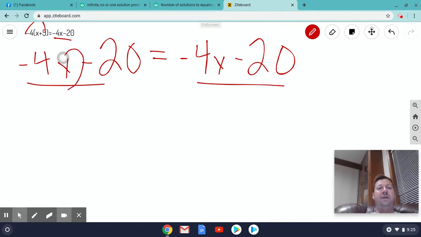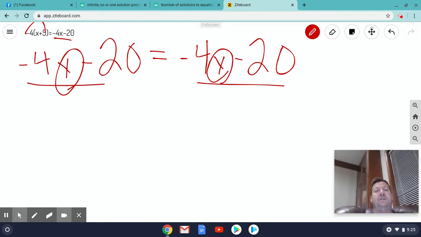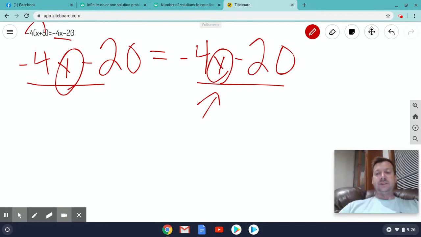So no matter what I plug in for x right here, I will plug it in right there. And it doesn't matter what I plug in, I'll get the same answer every time on both sides. If I plugged in 0, negative 4 times 0 is 0. 0 minus 20 is negative 20. I come over here and do that. Negative 4 times 0 is 0. 0 minus 20 is negative 20. Negative 20 equals negative 20.